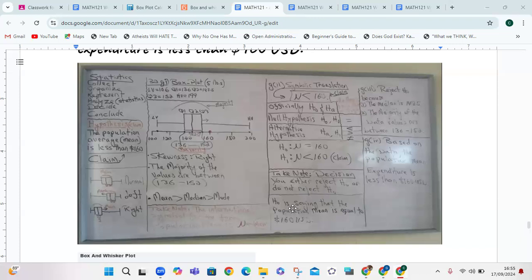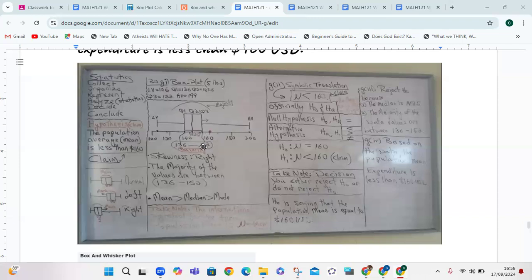Now, our H0, as you can see, H0 will always say that the mean is equal to 160. Now, is that true? Go to the box plot, because it's a box plot that we are going to use to give us an idea. When we look at the box, that's where the majority of the values are. Anytime you look at a box plot, the majority of the values is indicated by where the box is, between the lower and the upper quartile. So that's why it is written the majority of the values are between 136 and 152. That's where most of the values are.